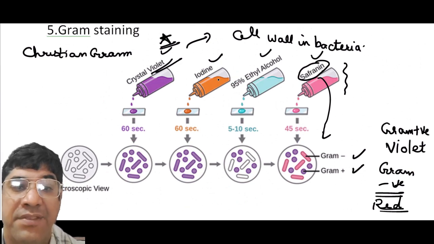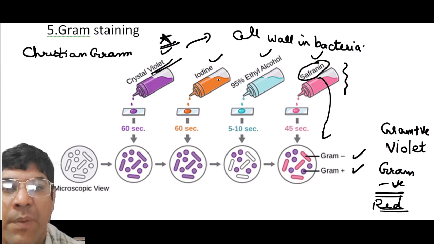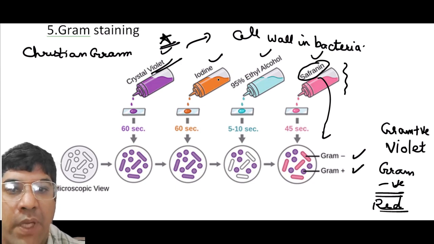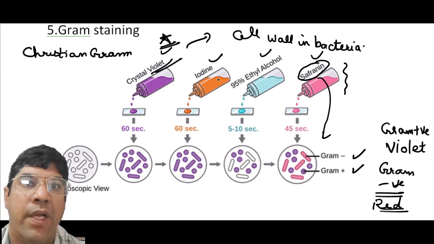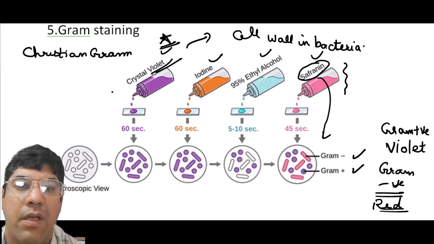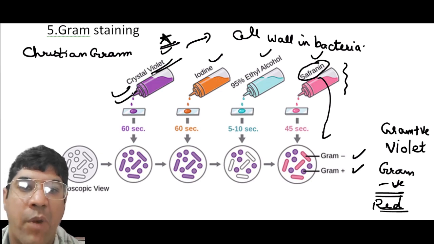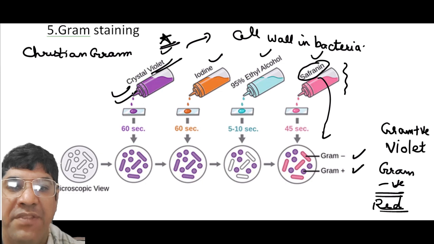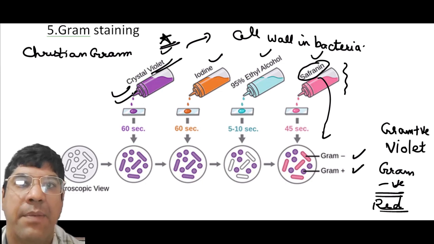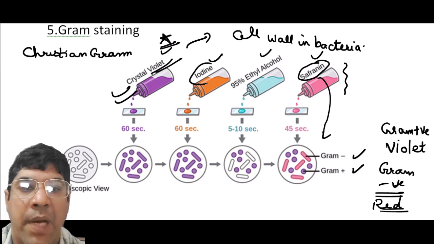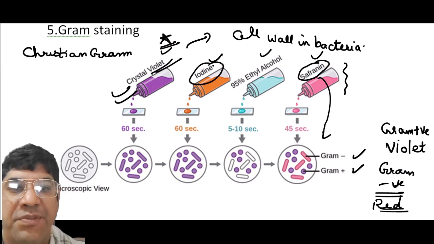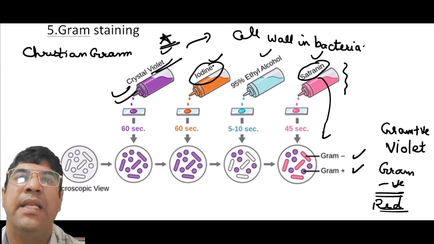So let us discuss the procedure. First of all, we prepare a bacterial smear. We cover the smear with a primary stain, typically crystal violet or gentian violet, and allow it to stand for about 1 minute. This step stains all the bacterial cells in the sample with the violet dye. The next step is the iodine. Apply a solution of iodine to the smear. The iodine forms a complex with the crystal violet, enhancing its retention by the bacterial cells.